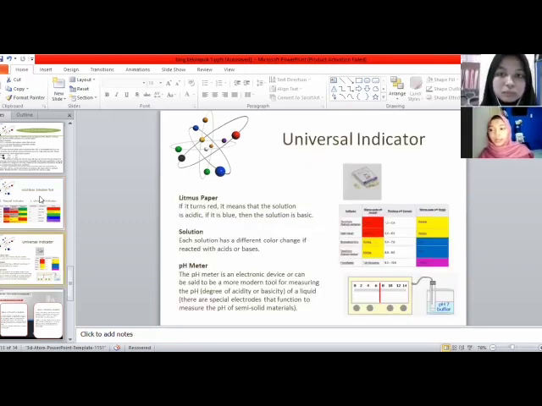The example of universal indicator. Litmus paper. The paper here is strip absorbent paper and each indicator box of this type is equipped with a color map. A solution has a different color change if reacted with acid or base. The pH range and color are explained in the following table. pH meter. The pH meter is an electric device, or can be said to be a more modern tool, for measuring the pH of a liquid. Next.